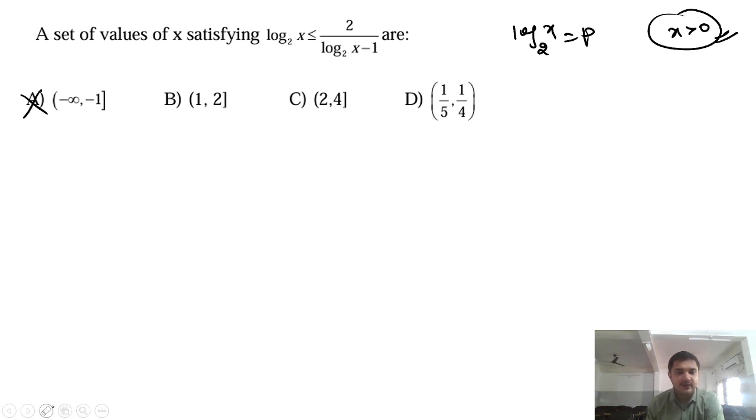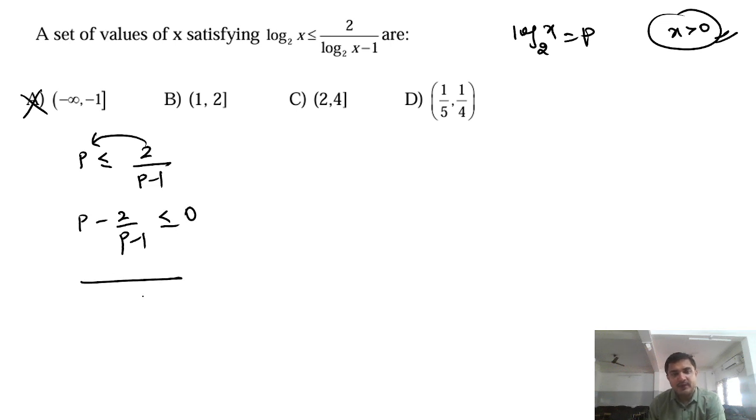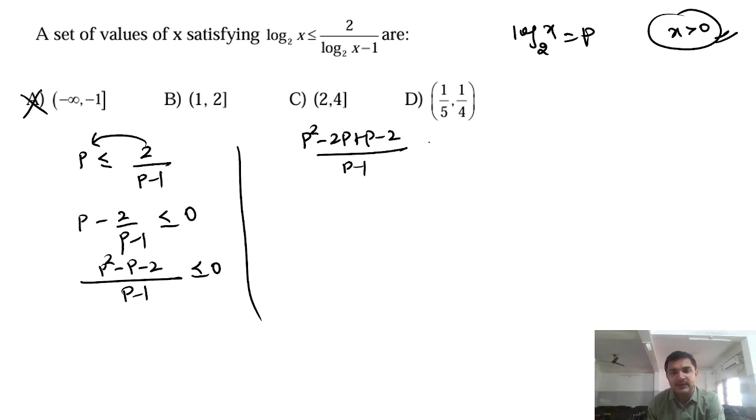Now you people help me out here. We are having p is less than or equal to 2 times p minus 1. We know cross multiplication is not possible, so I'm subtracting this value from each side. Now if I'm taking LCM, LCM is p minus 1, we'll get p square minus p minus 2 less than or equal to 0. Yes, that is (p minus 2)(p plus 1) by (p minus 1) less than or equal to 0.